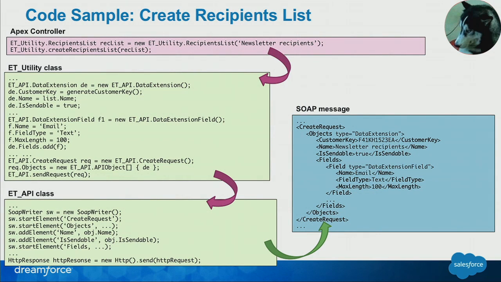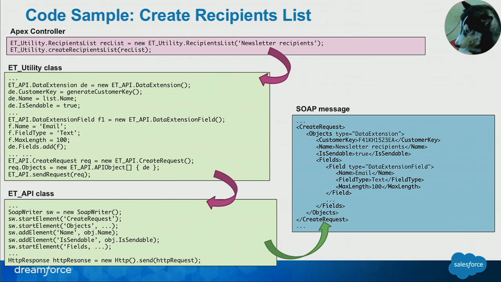So this is a code sample of how to create a data extension or a recipients list in ExactTarget through the API. Before going into detail, I just want to explain the layers we have taken here. The bottom layer is the ET API class, which is the basic wrapper around the ExactTarget API.